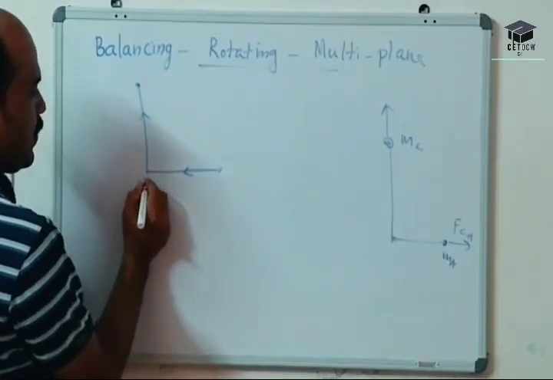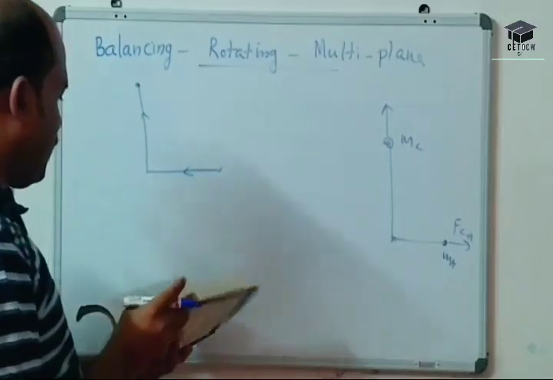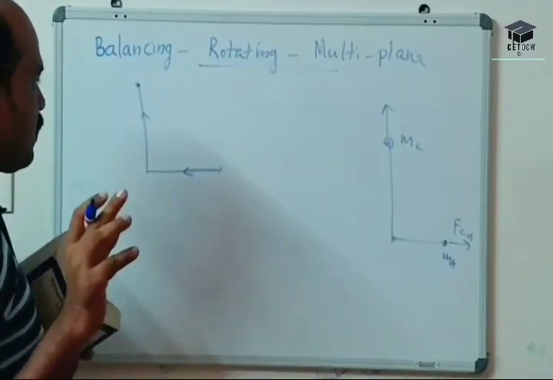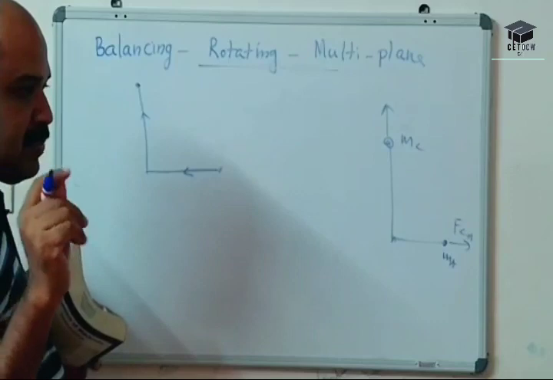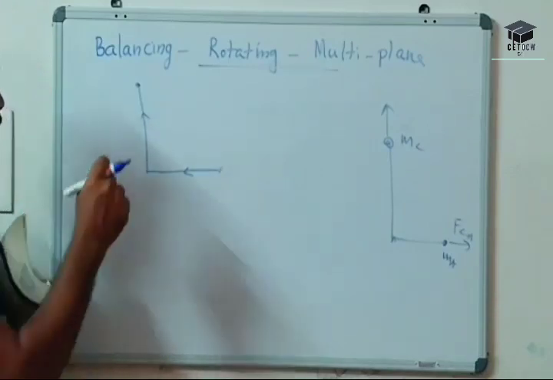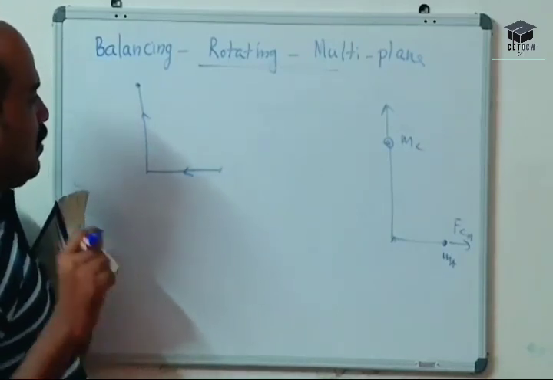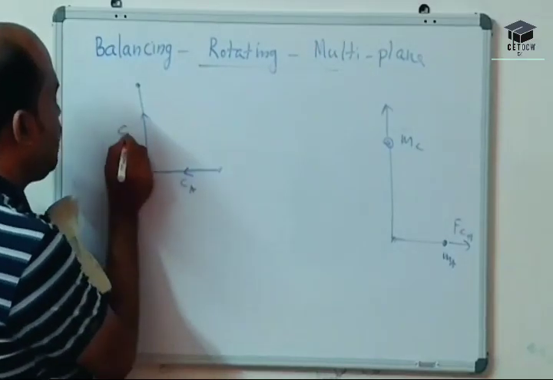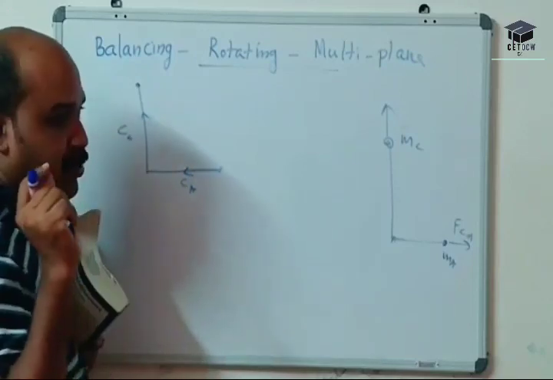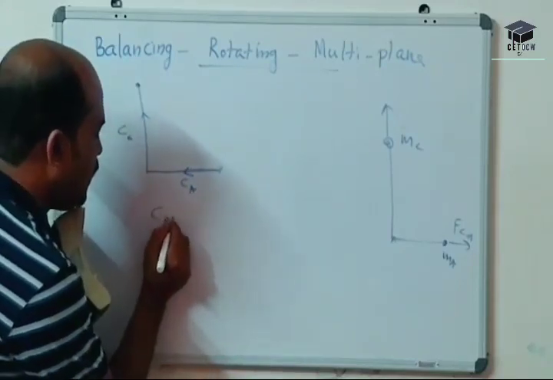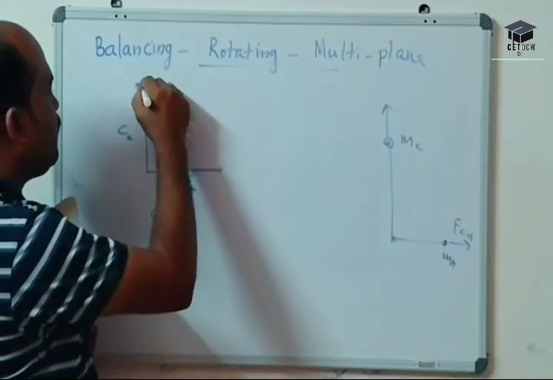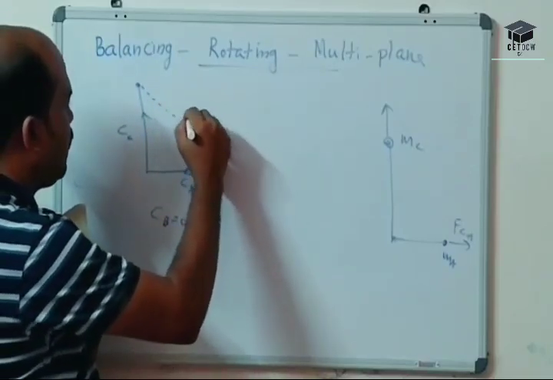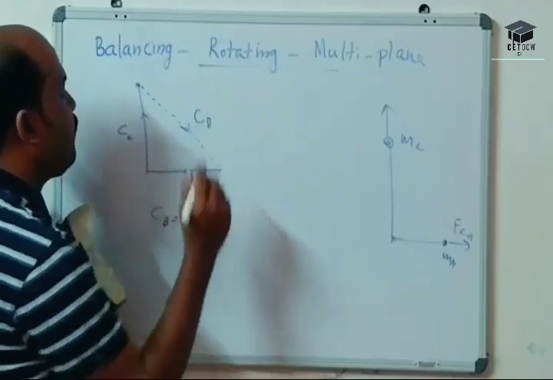Okay. Then the third vector. There are four vectors actually, but one is 0. So that's why it is not here. Okay. So this is the couple due to A. This is the couple due to C. And couple due to B is 0. Then this is the couple due to D.